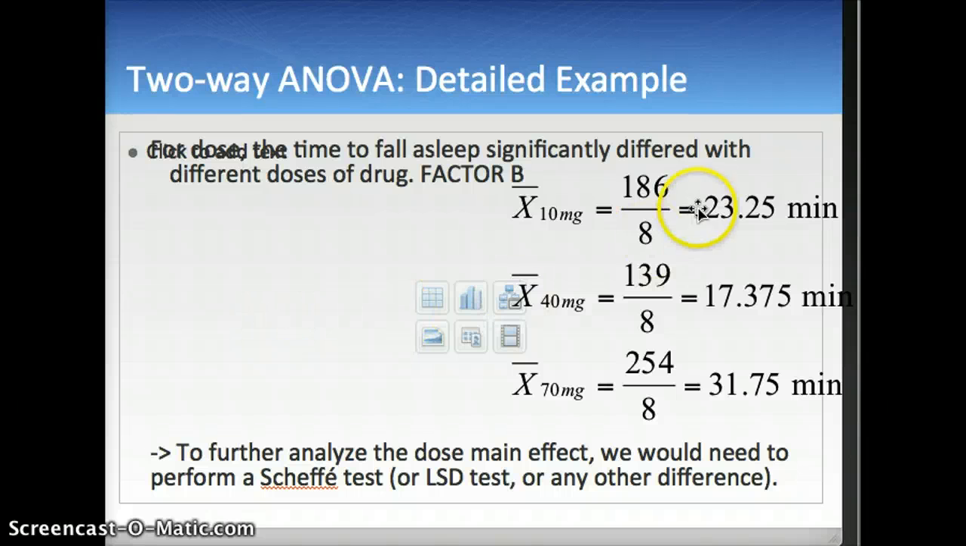If we look at the dose effect, we do the same thing. We take the average minutes per dose: 10 milligrams, 23 minutes; 40 milligrams, 17 minutes; and 70 milligrams, 31 minutes. Now here we can analyze where exactly we find significant differences. So we can again perform a Scheffé test or, for example, a least significant difference test, depending on how strict you want to be.